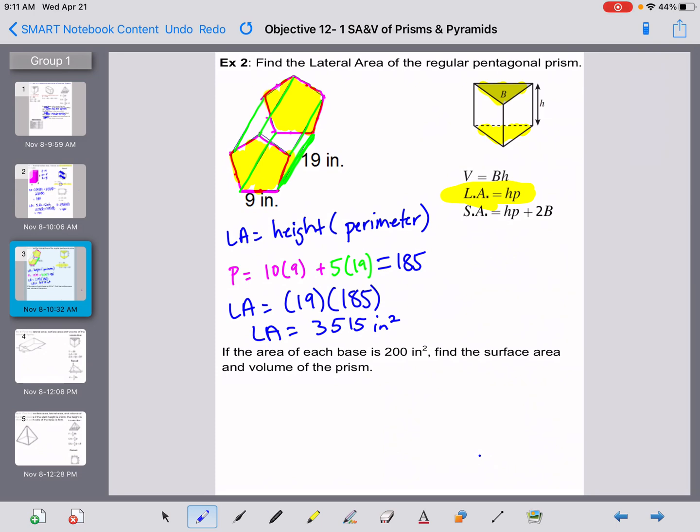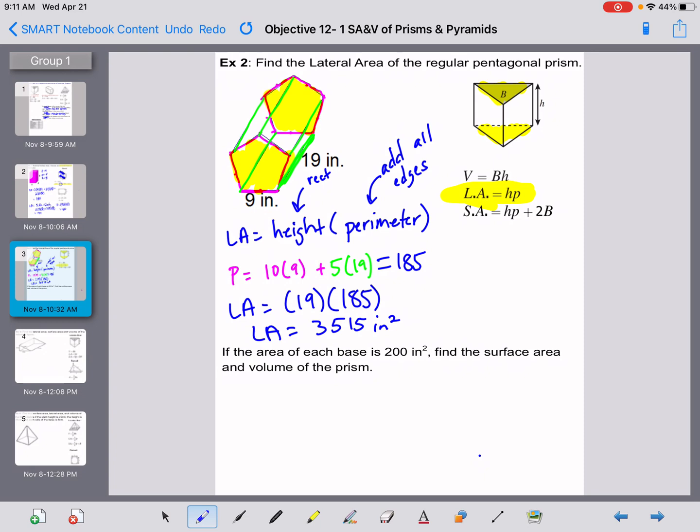Now, let's recap. Perimeter. Add all the edges. All right. Height. That would be like the rectangular shape. Multiply those two, I get 3,515 inches squared. I'm going to get big numbers with these types of problems.